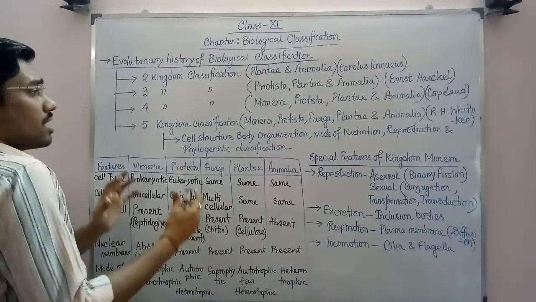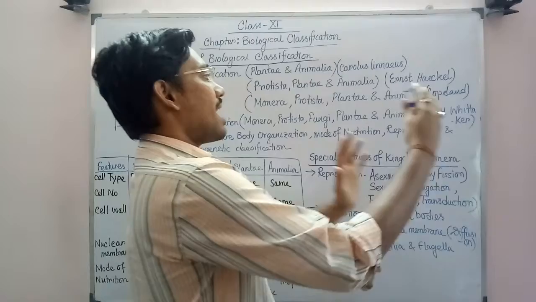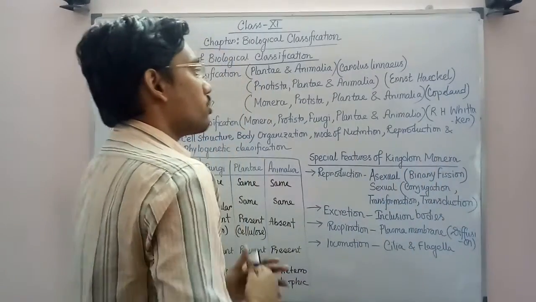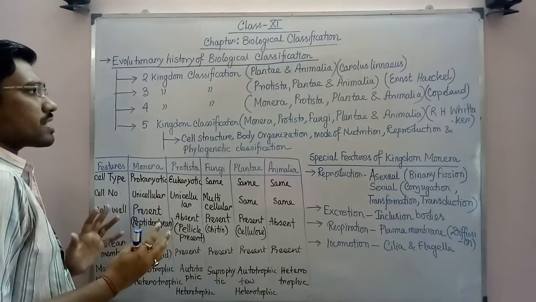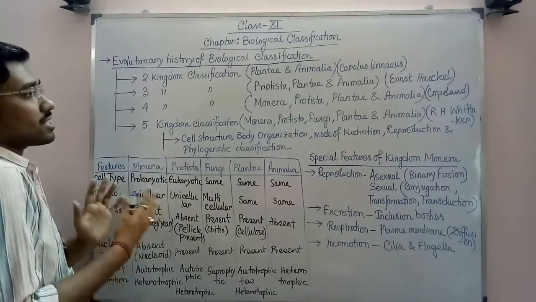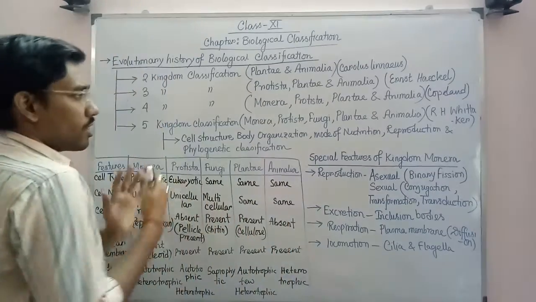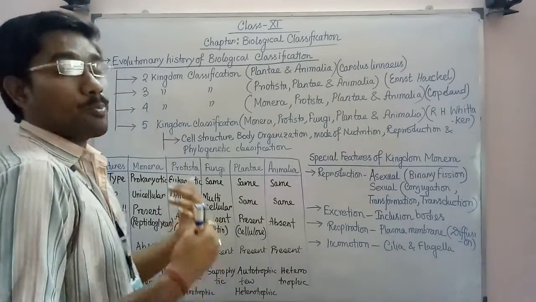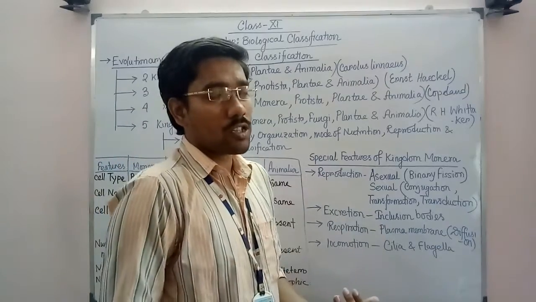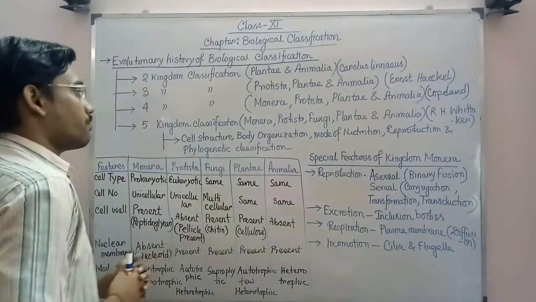And there he has kept Monera within the prokaryotic cell category, and Protista, Plantae and Animalia he has kept within the eukaryotic cell category. So based on this specific feature, that is the cellular organization or body organization, he has created 4 different kingdoms, or he has proposed 4 different kingdoms: Monera, Protista, Plantae and Animalia. And based on which feature has he proposed this 4 kingdom classification system? Based on cellular organization or body organization.